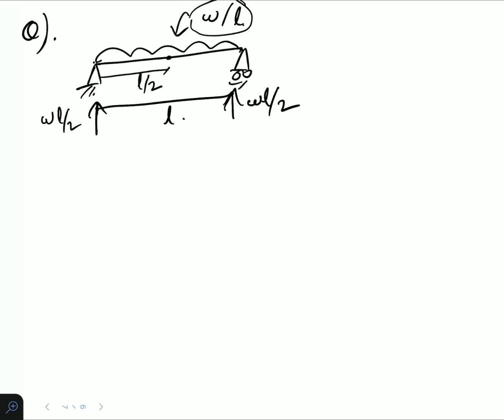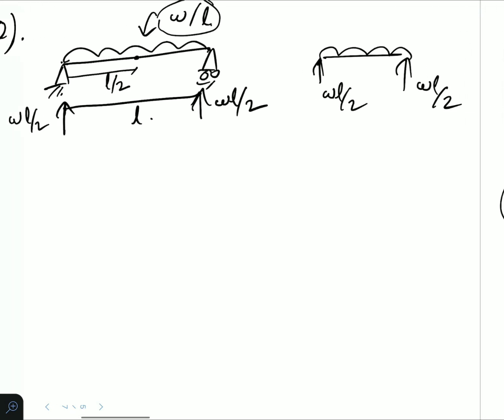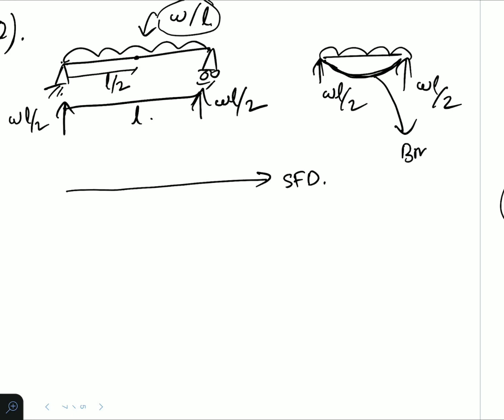So this is the free body diagram. Free body diagram will be like WL by 2, WL by 2. Okay, like this it will be. Now, shear force diagram we have to draw. Before that, how will be the elastic curve? Elastic curve will be like this, a smooth curve like this. Okay, so this is a sagging case. So bending moment diagram will be positive.